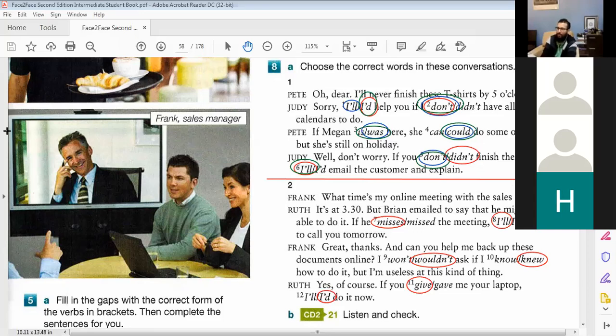Malak, Sana, do you want to change anything? Do you have different answers? I only the last one. I will. Okay, just the last one. Any other ones you want to change? No, it's the same answer here.